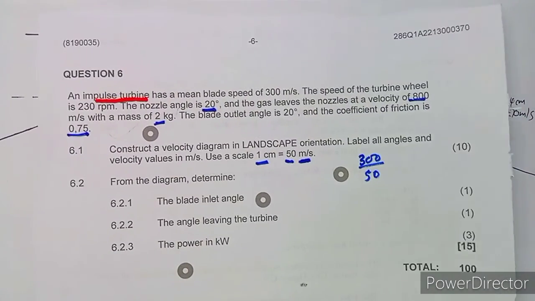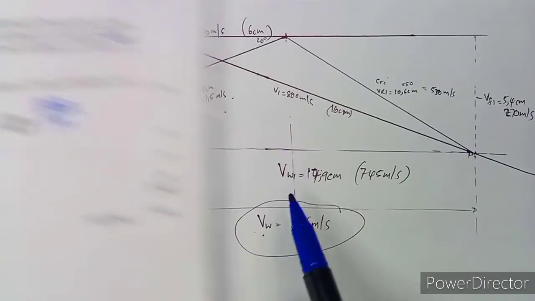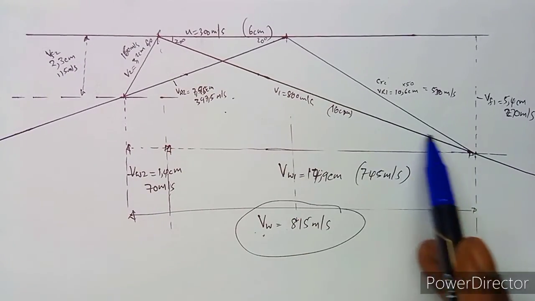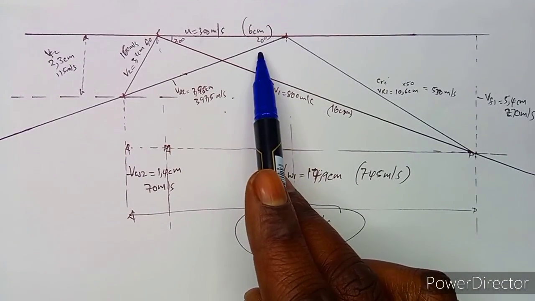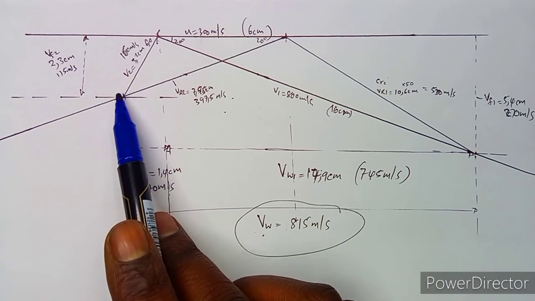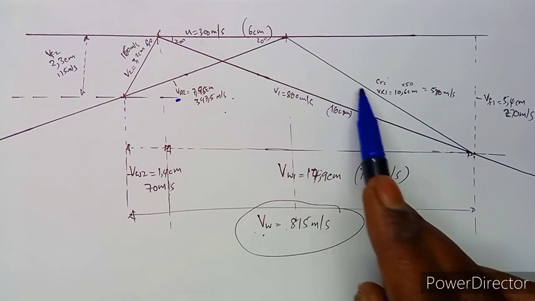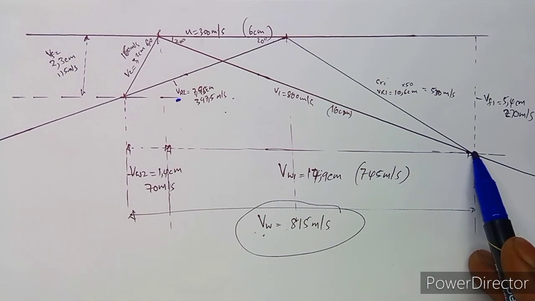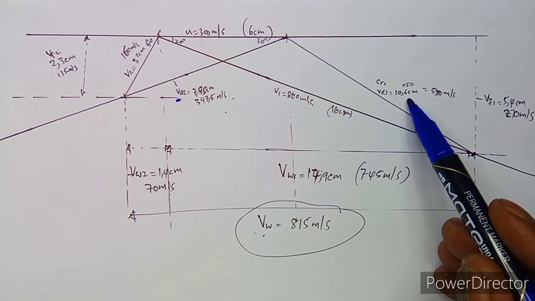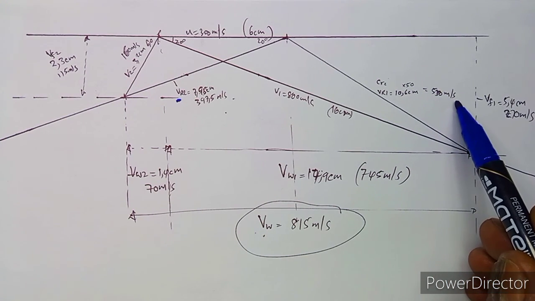Okay, anyways, remember these two, they were direct. These two angles, you're supposed to have your V1 and the angle. And in order for you to have VR2, you have to measure VR1. In this case, according to my diagram, it was 10.6 centimeters. Then I multiplied by 50 and got 530 meters per second.